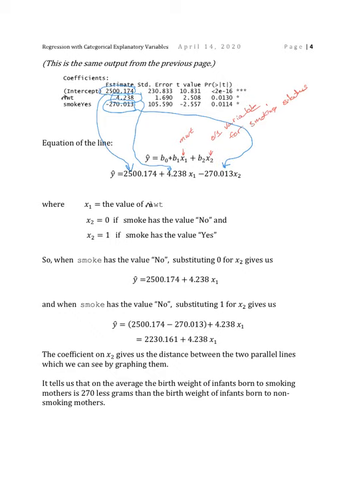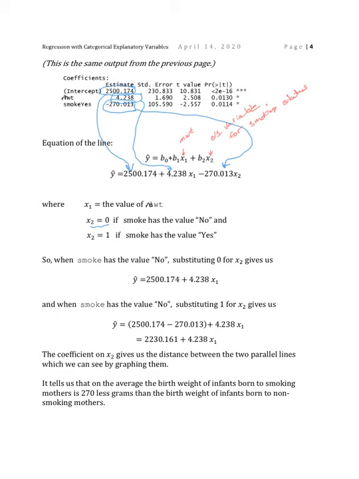So recall that x2 equals 0 when smoke has the value no. So if we take a 0 and we plug it in up here for x2, okay, that makes that whole term disappear, and what we're left with is this equation right here.